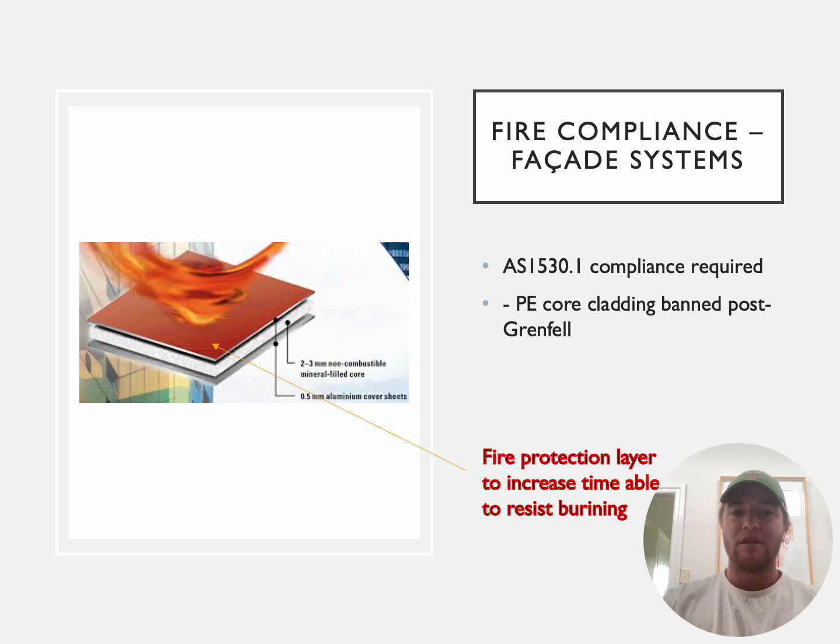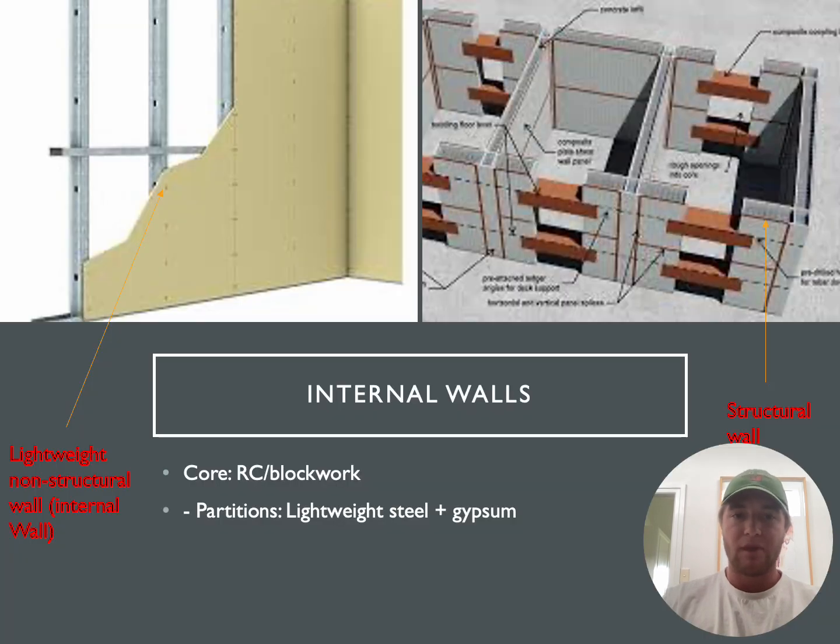After incidents like Grenfell and Lacrosse, facade systems in Australia must meet strict fire regulations. Aluminium composite panels with polyethylene cores are now banned unless tested under AS 1530.1. New systems often feature fire breaks such as spandrels and slab edges to prevent vertical fire spread.